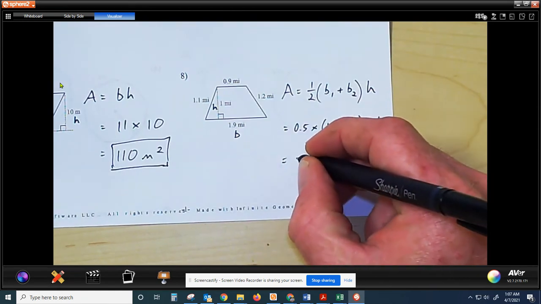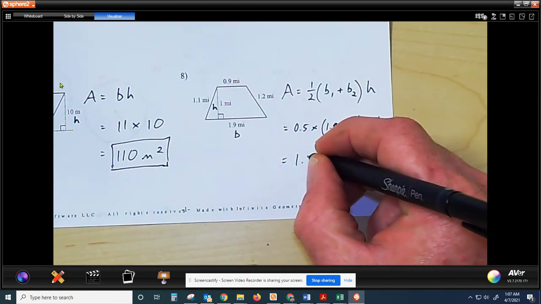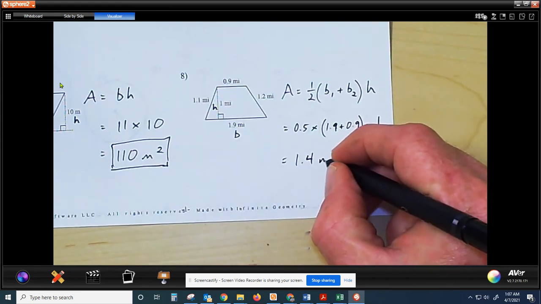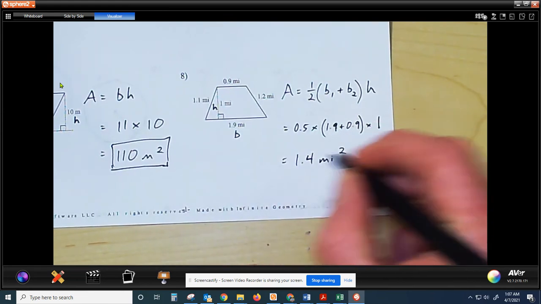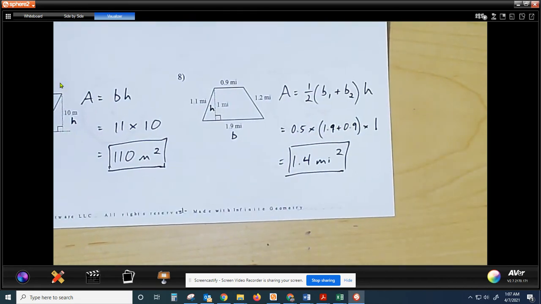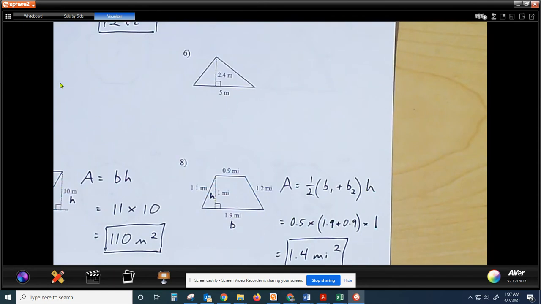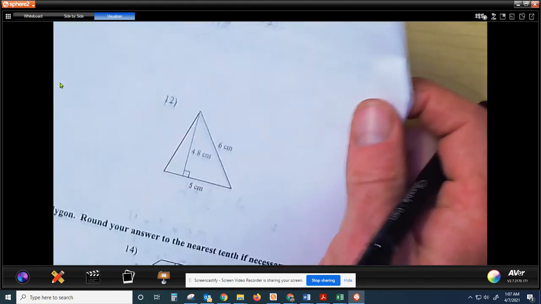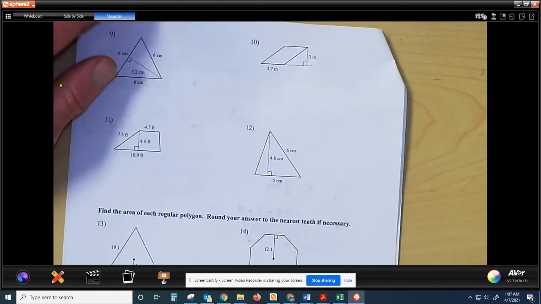We didn't use those numbers. My calculator returned an answer of 1.4, and this is in miles squared. Good job, team. A couple more things to look at. I'm flipping to the next page. Let's bypass these. I think you'll master those at the top with a little bit of practice.